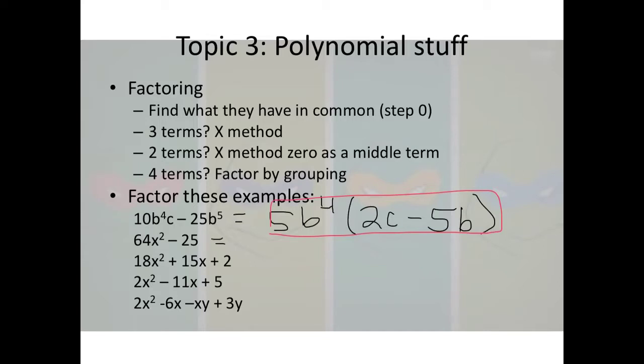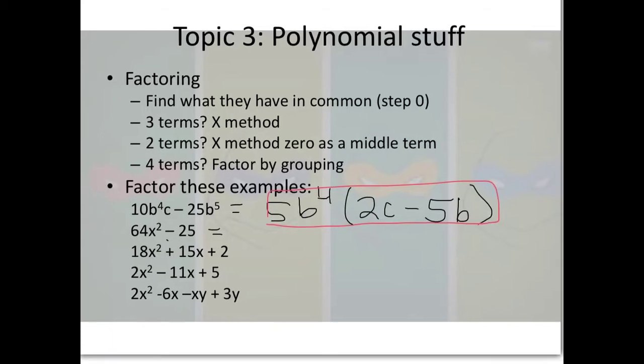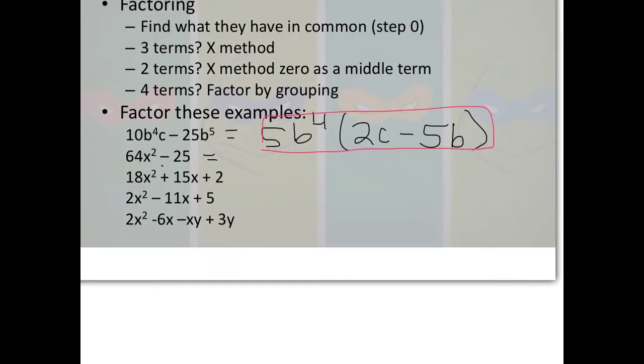Now about the second problem, that has two terms. Do they have anything in common? No. So when it comes to step 0, we are done. But what you should notice is that this is a difference, subtracting, of 2 squares. So I'm going to use the x method for that one. I'm going to have to get some space for this.